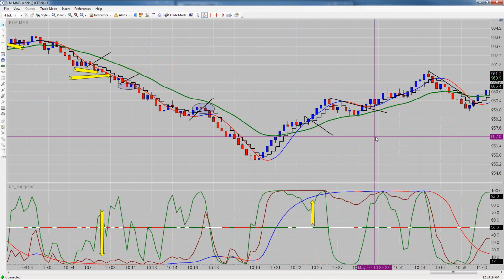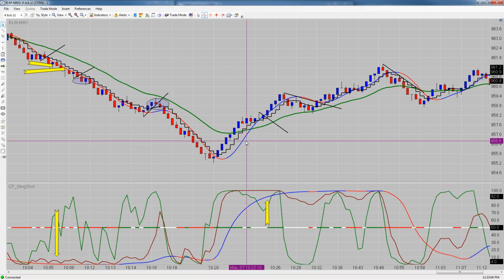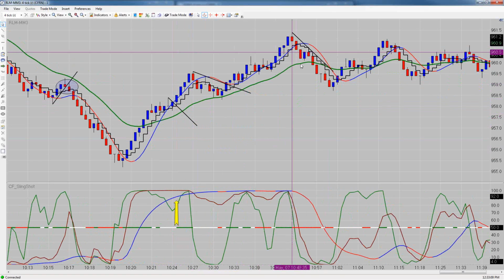Now, I believe the ES was going into a weekly trading zone at the time, or it might have been right in a weekly trading zone, so that's why we didn't take these trades. Alright, a long trade there and a long trade there.